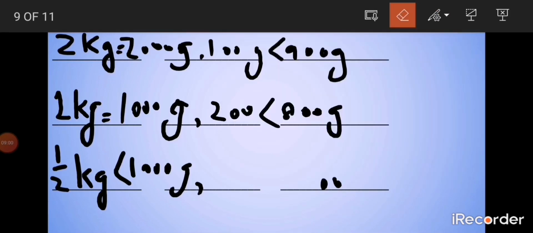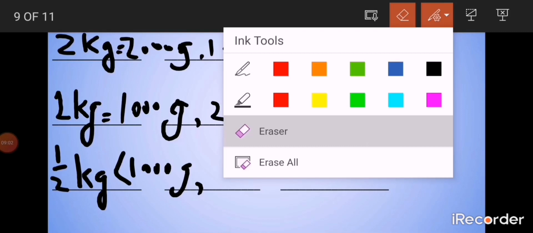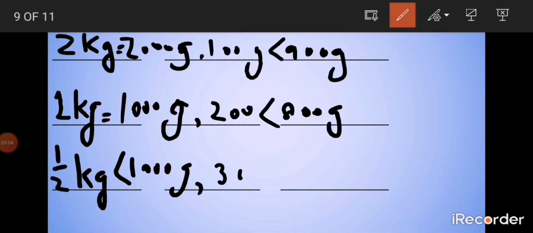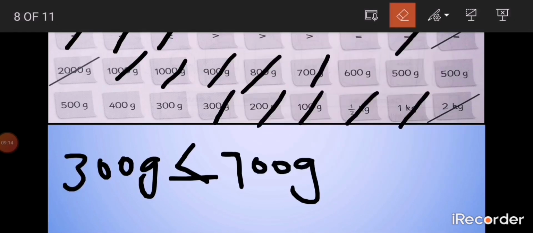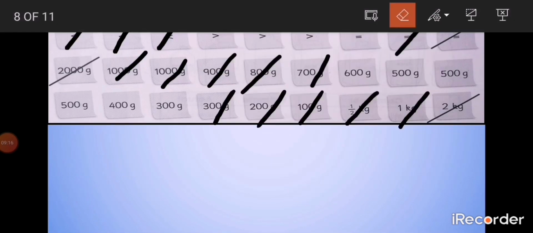Let me write it neatly. 300 is smaller than 700 grams. You can do it by yourself. It's very easy. Now we will go for the next number sentence.